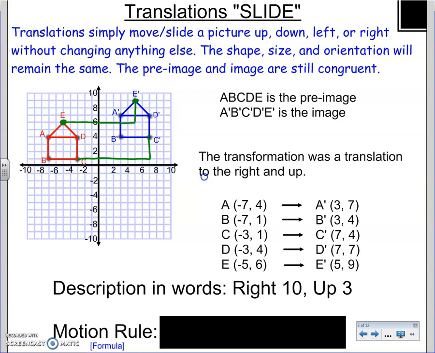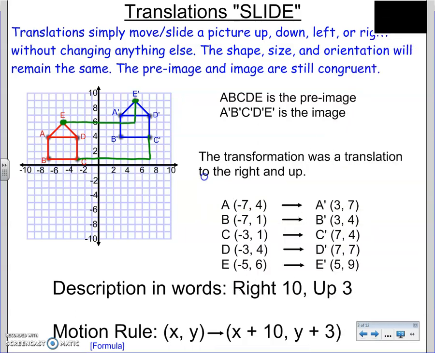Alright, so we have here a motion rule. So how does A right here turn into A prime? How does negative 7 turn into positive 3? How does negative 5 turn to positive 5? If you notice, we just add 10. That's what right 10 means. How does 4 turn to 7? You add 3. How does 6 turn into 9? You add 3. So the word description of the right 10 up 3 is what we use to figure out the motion rule. The motion rule is simply given a point x comma y, the new point will be the original x plus 10 more, then the original y plus 3 more. So x plus 10 means right 10, y plus 3 means up 3.